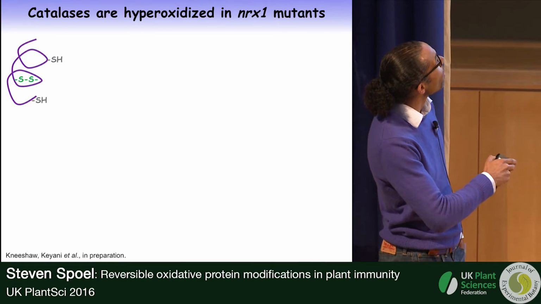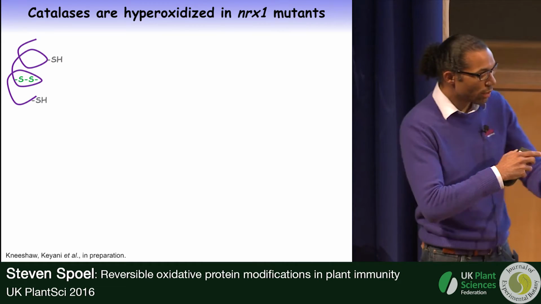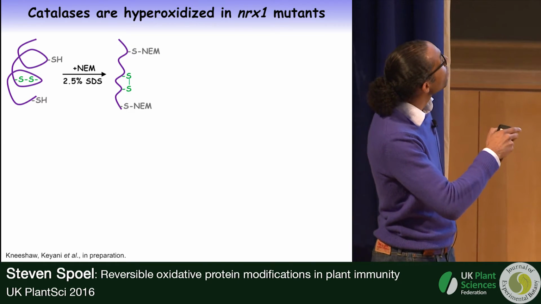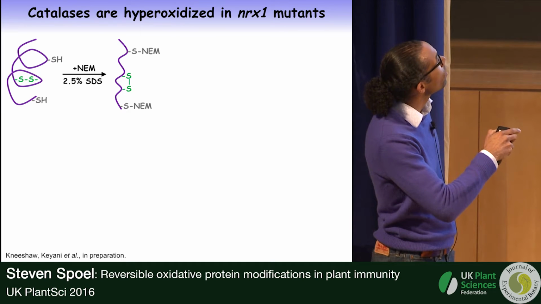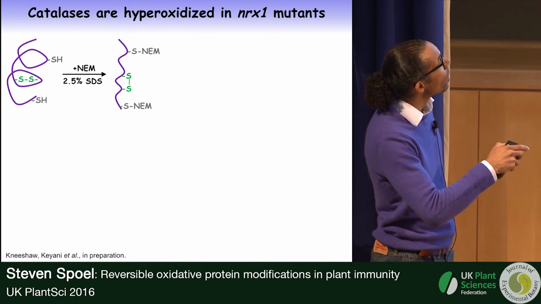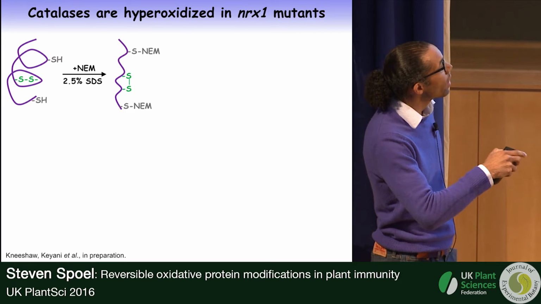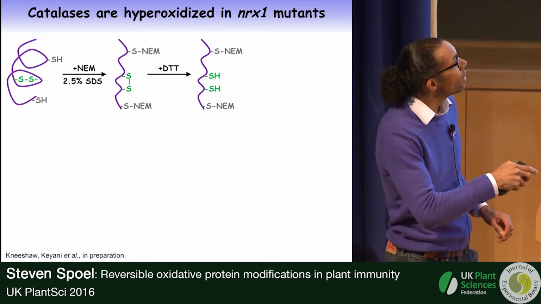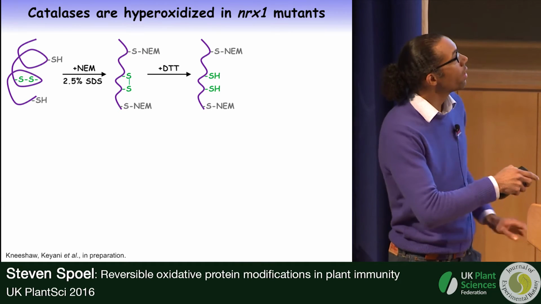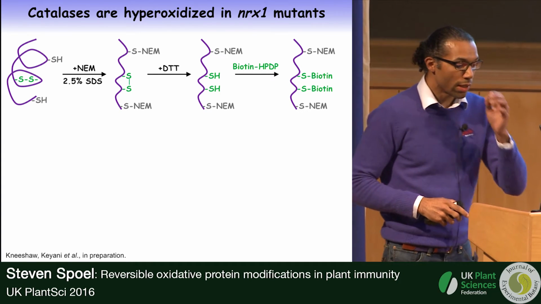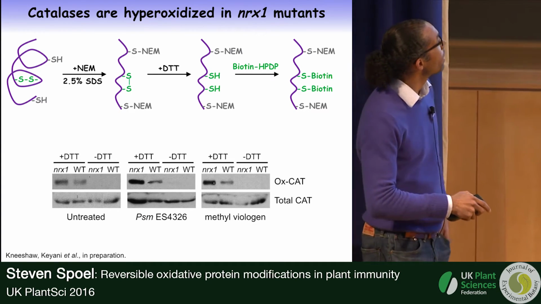To do that, we start out with an extract with catalase protein in it, and that will have, of course, proteins with residues that are free thiols or residues that are oxidized. If you unfold that protein, then block the free thiols, you only have the oxidized thiols still in play. You can reduce those just by adding DTT, so you have free thiols again, and then you can label those with biotin and detect the biotinylation. So that's what we did, and it's what you see down here.